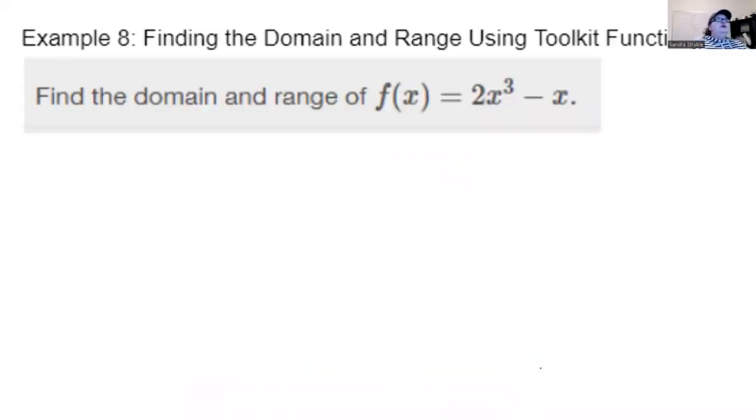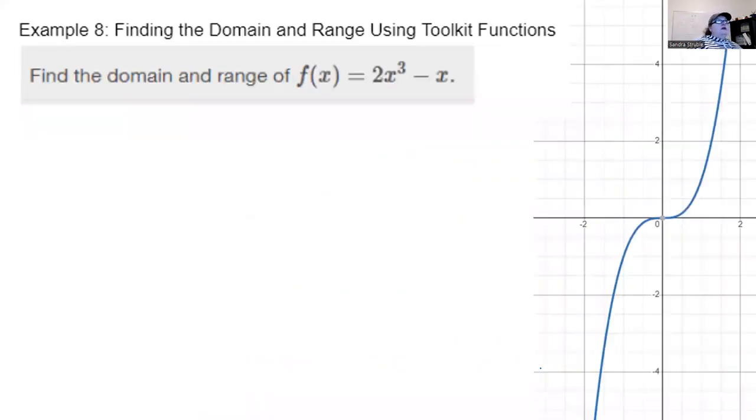Find the domain and range using the toolkit function. So on the next slide, I provided you an actual visual of the toolkit function to help you see what we're dealing with. So here's the toolkit function of what this would look like. And the toolkit function it's representing is f of x is equal to x cubed. So this is just your cubic graph. That's not what we have here, but we can still utilize this information to help us see what our domain and range would be given this toolkit function.